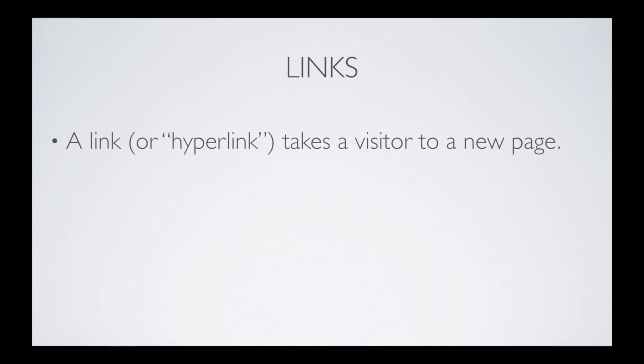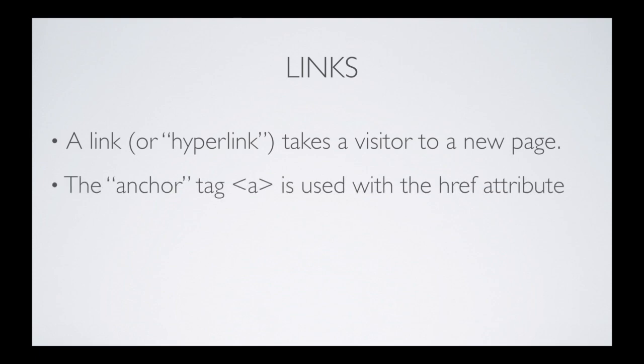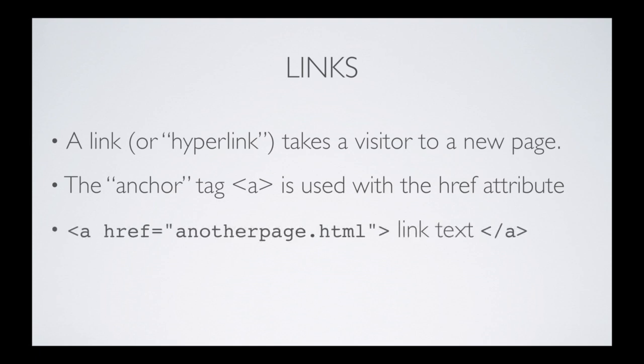So now let's review how to make these links or references. Let's begin with a link. A link, or a hyperlink, takes a visitor to a new page. The anchor tag, or the A tag, is used with the href attribute. So your full command would be the A tag, followed by href equals, then in quotes the value would be the link to another page. Then you'd have the link text followed by the end tag for the link.